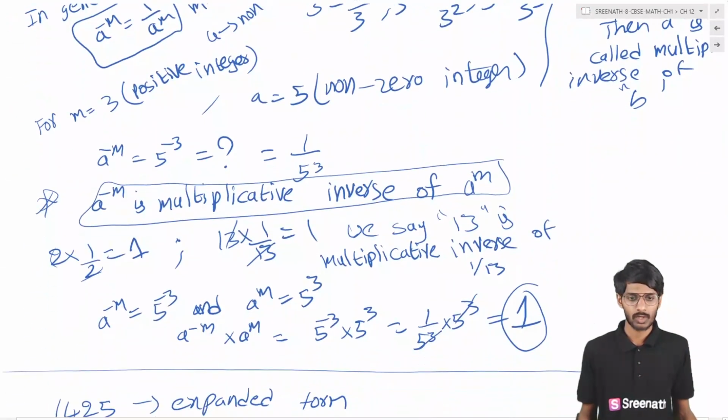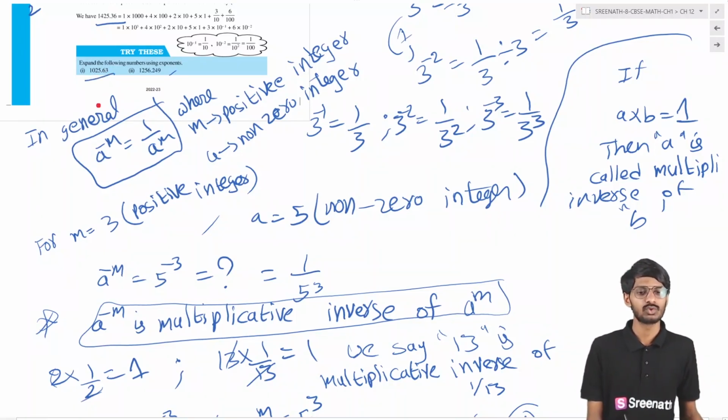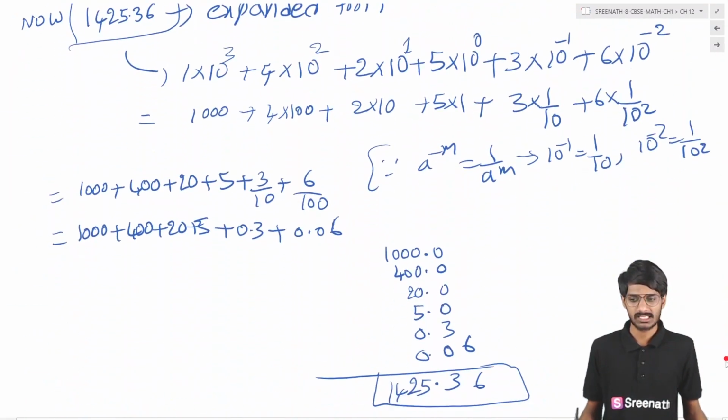Now we will do one more example here. He has given two questions. I will do one question. Which one do you want? I will do this question: 1025.63.